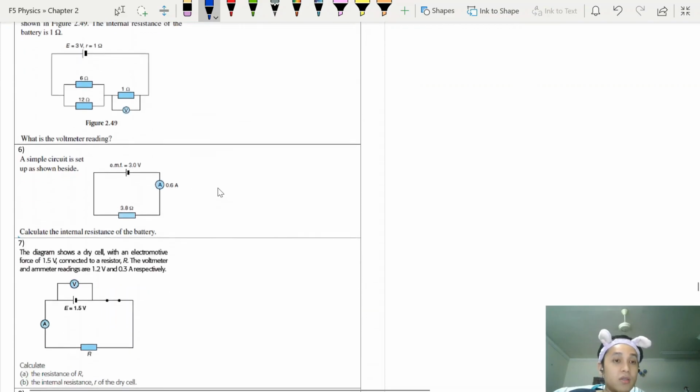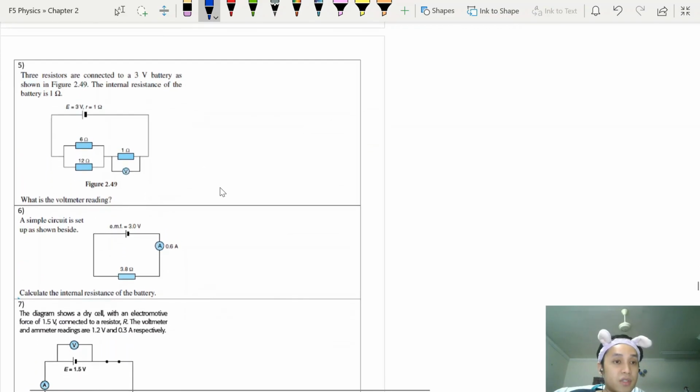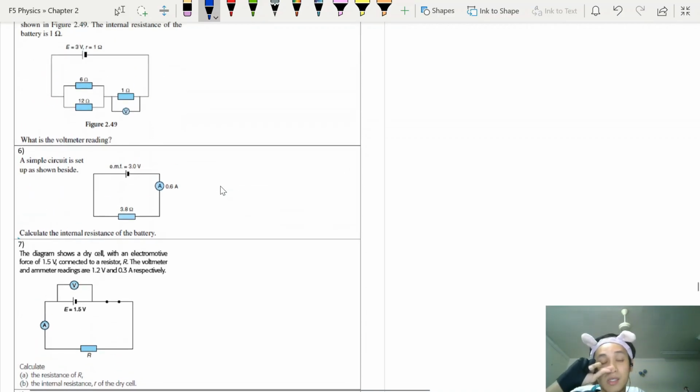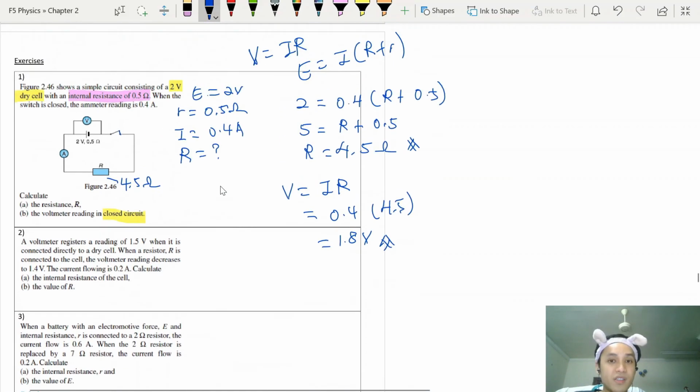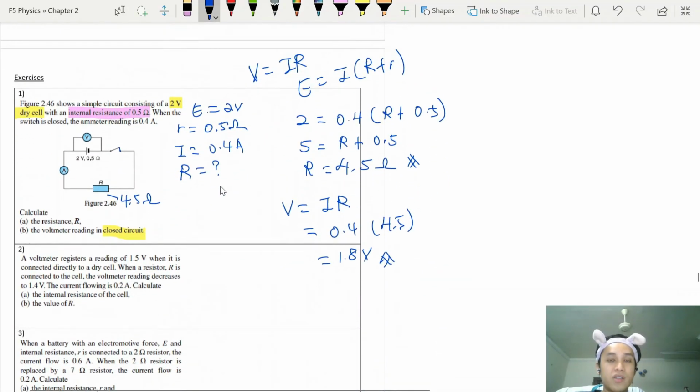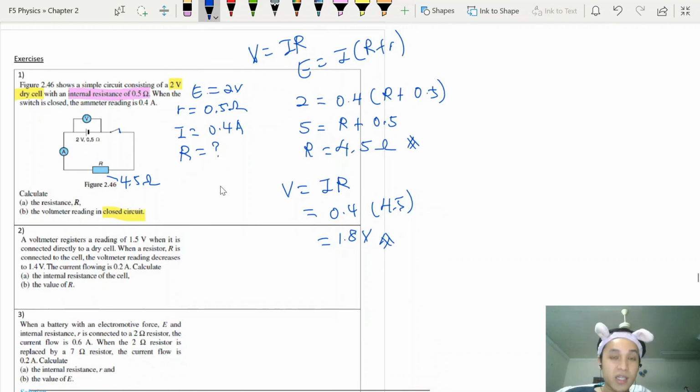So I believe that is it. 3 resistors are connected. All these questions I will explain in more detail during our live session. So that is the second last part of your chapter 2, 2.4. See you in your next lesson, which will be the final part of chapter 2. Bye.